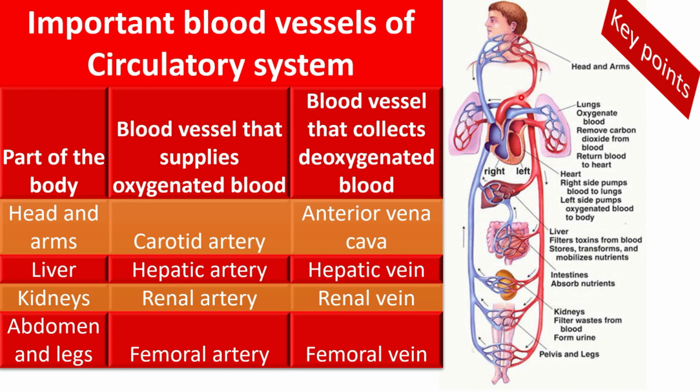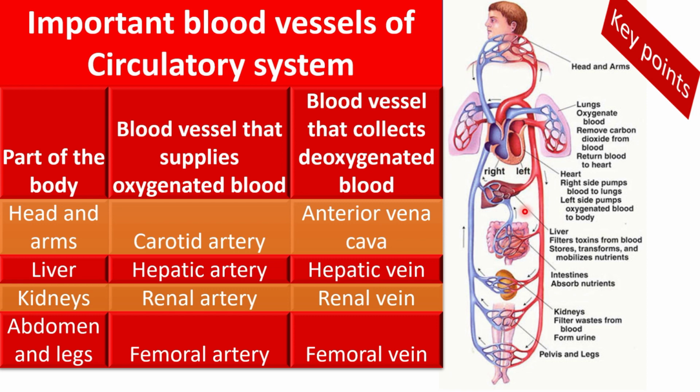There is an important artery which carries oxygenated blood to the upper part of the body. That artery is called the carotid artery. This is the artery that carries oxygenated blood to the upper parts. And these carotid arteries branch out into minute tubular structures called capillaries. Again, those capillaries join together and form veins. The veins which collect deoxygenated blood from the upper part of the body bring it to the superior vena cava, and this superior vena cava brings the blood to the right auricle.